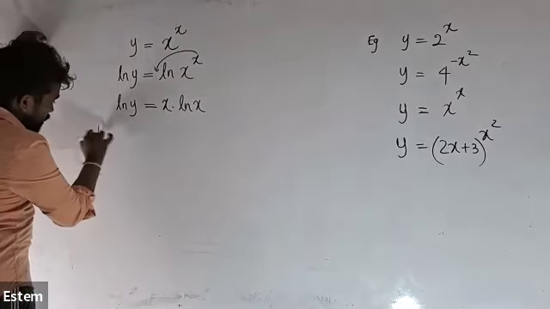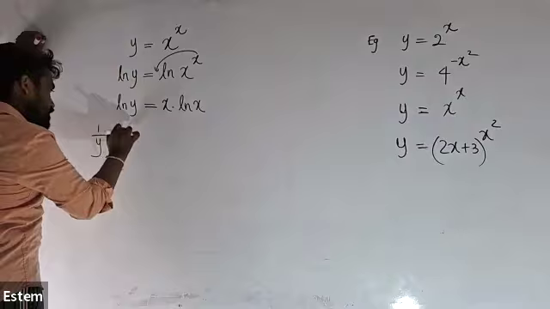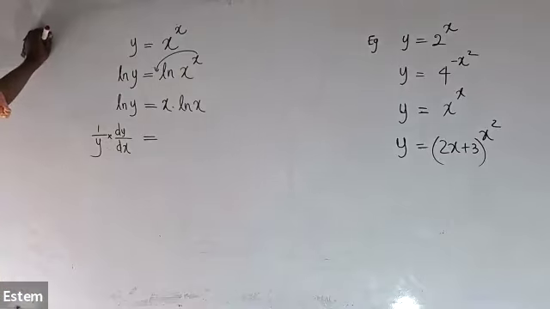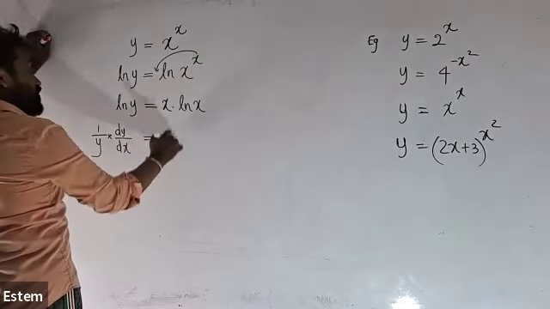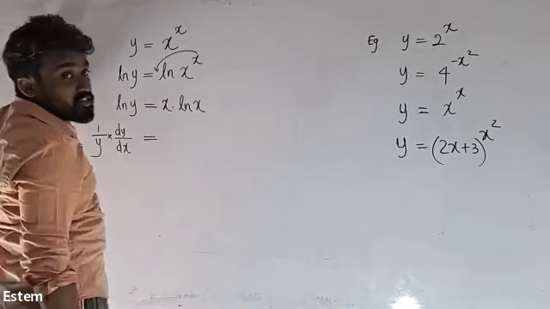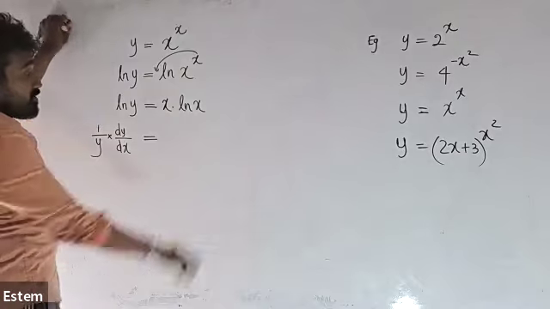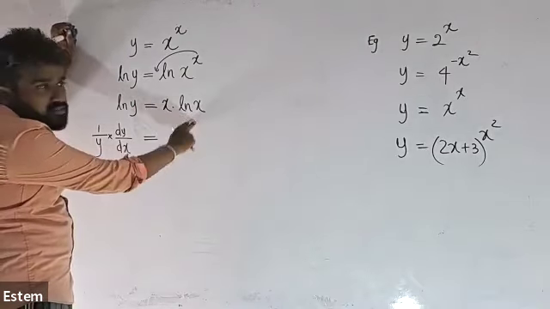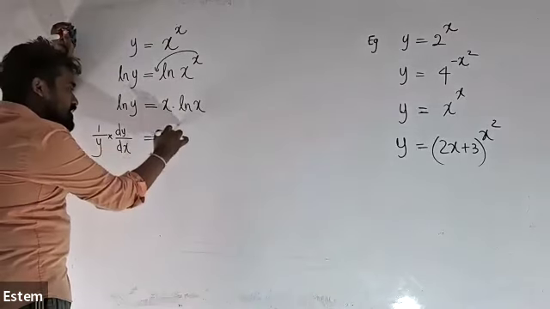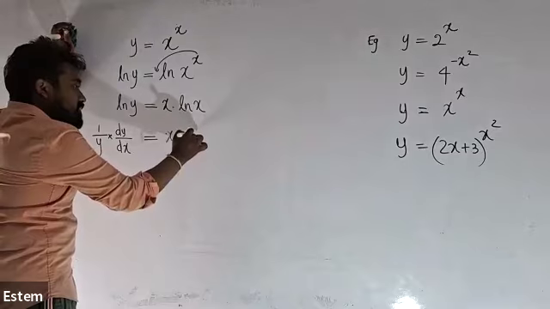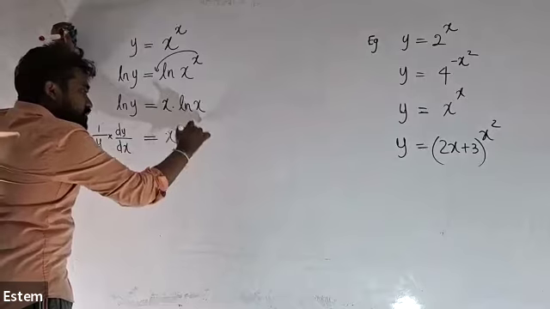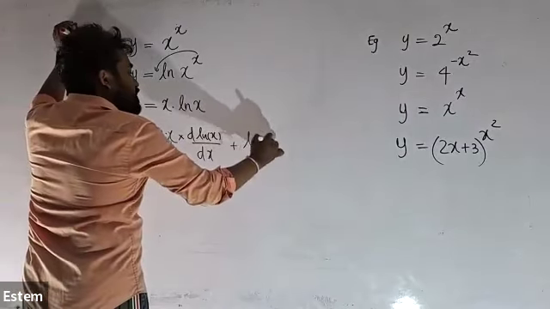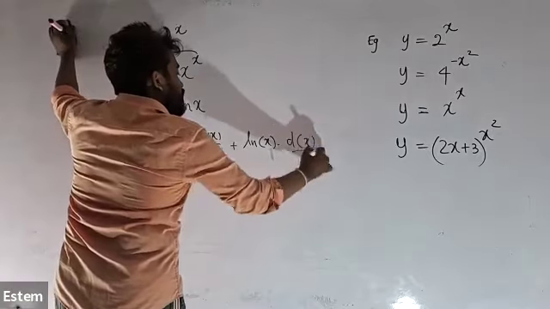Now we can differentiate: 1 over y into dy over dx equals... the differentiation of this is somewhat hard, because the two functions are not just a number. Pick x and differentiate this. I think it's good if I write it like this, plus pick ln x and differentiate the other function.